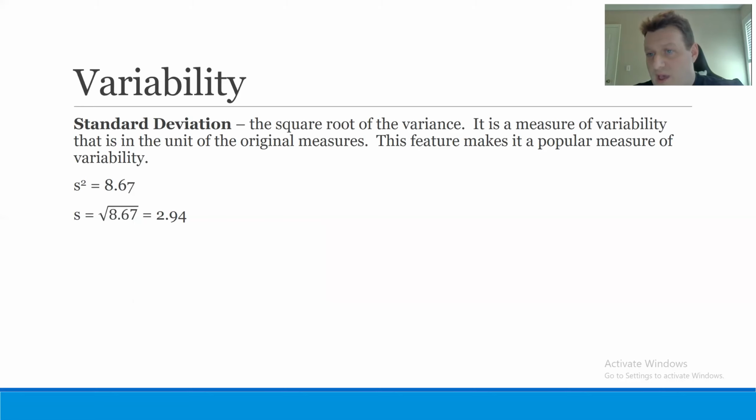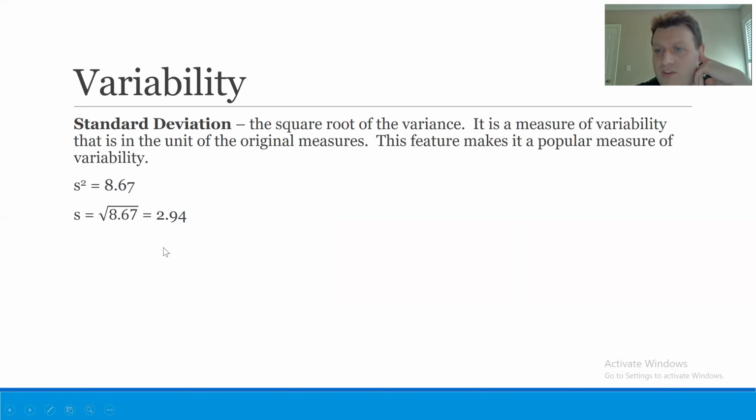Because the variance is always positive, the standard deviation is always going to be positive as well. This makes the standard deviation probably the most popular measure of variability out there. Our symbol for standard deviation is either a lowercase s or SD for standard deviation. Here we find our standard deviation is 2.94.